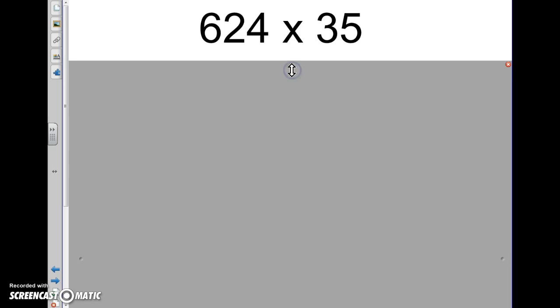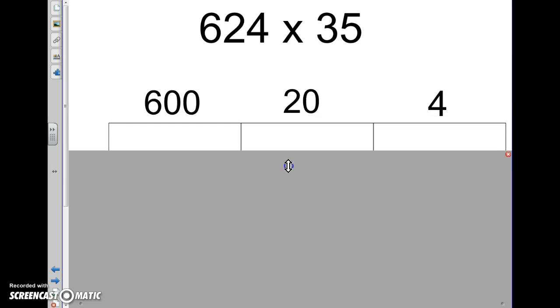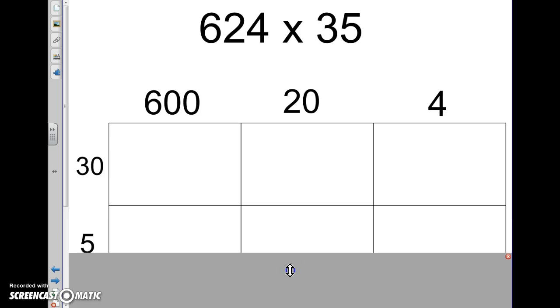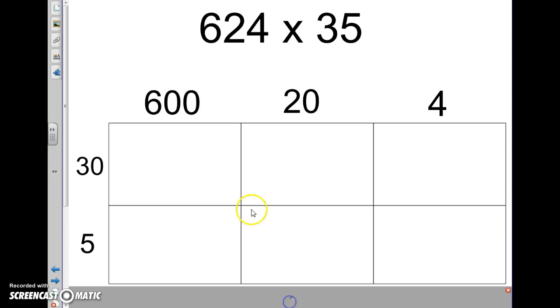So first of all, by using the area model, of course, we're going to break up each of these factors by place value. The 624 is a 600 and a 20 and a 4, right? 35 is made up of 30 and 5.